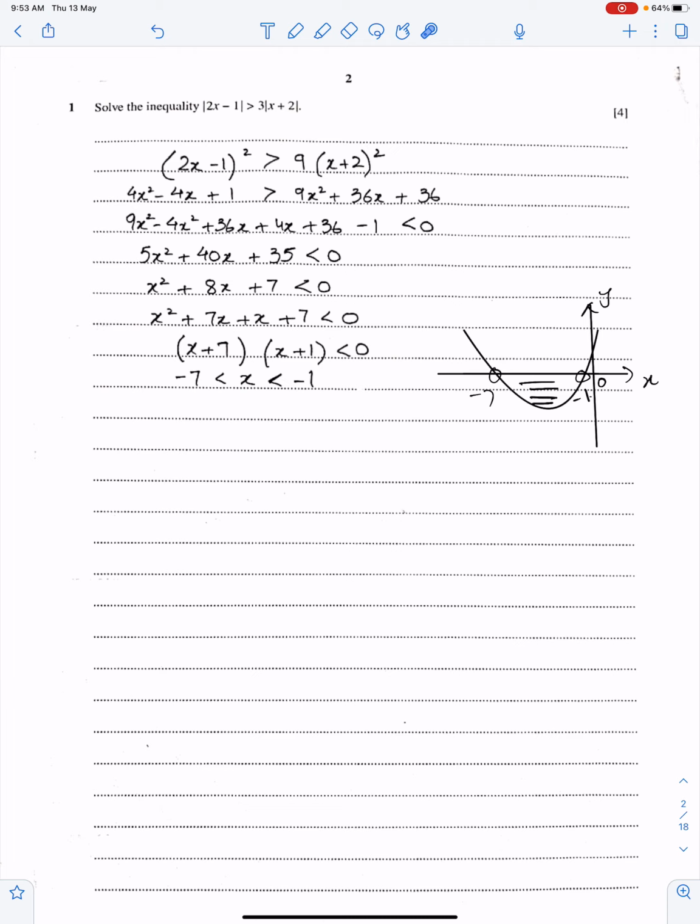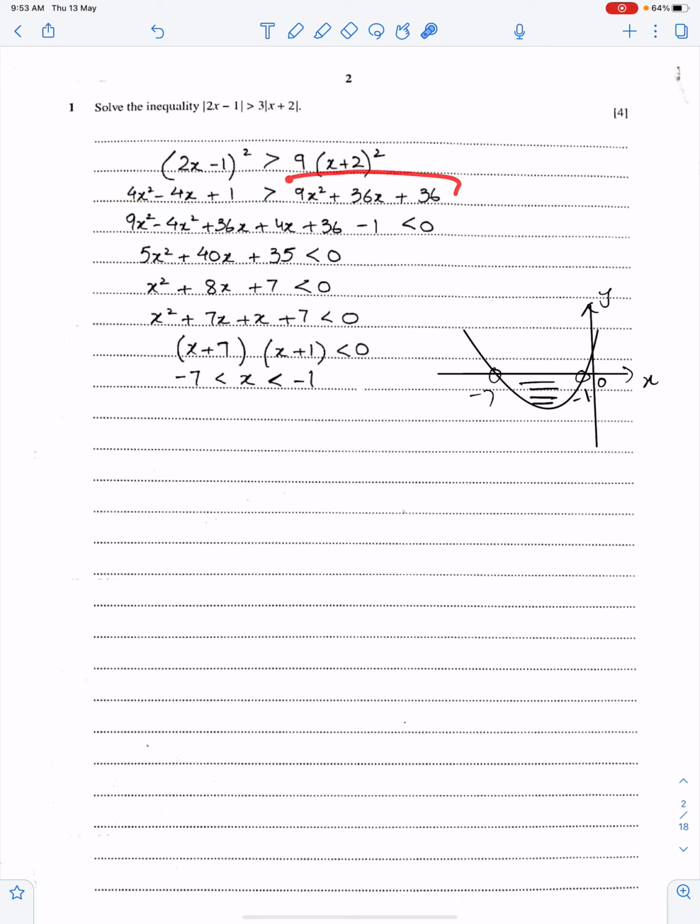Question number 1. Solve the inequality. By squaring on both sides, we can remove these two modulus. Make sure you must square this 3 as well. When you will square this 3, it will become 9. Now, by expanding both of these expansions, we have this inequality.